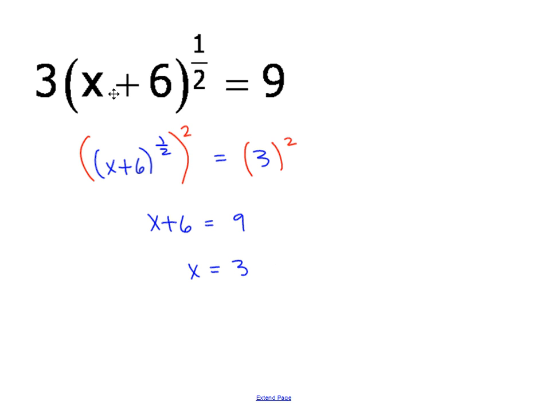So I'm going to check my answer. I'm going to put 3 in here. 3 plus 6 is 9. 9 to the 1/2 is the same as the square root of 9, which is 3, and 3 times 3 is 9. So this is the correct answer.